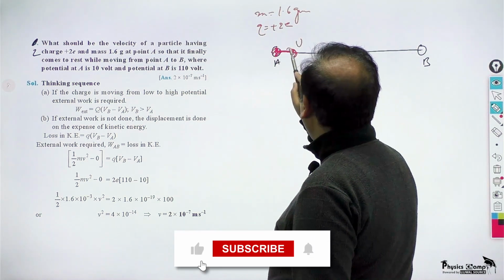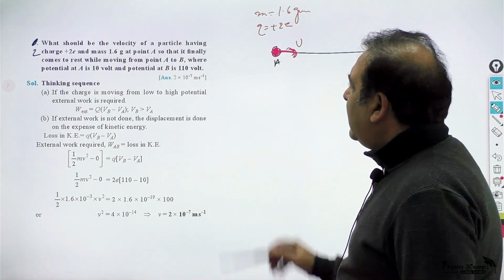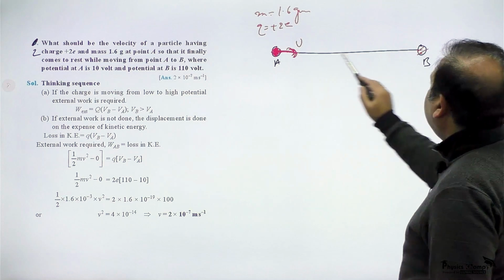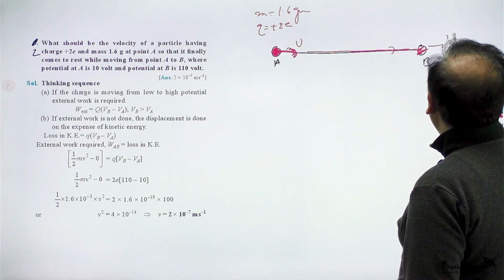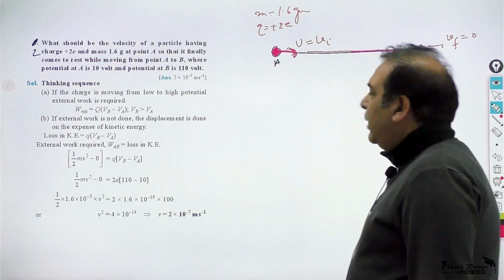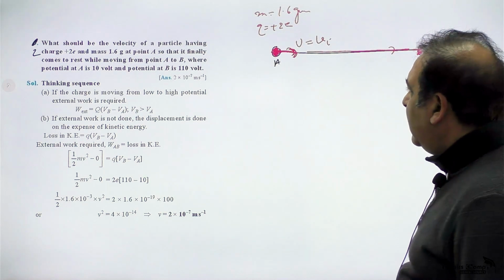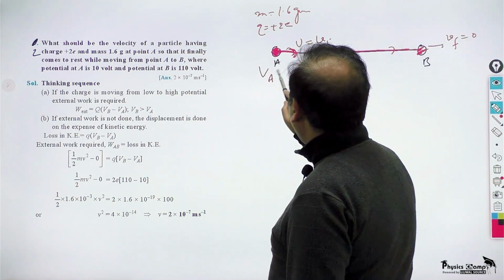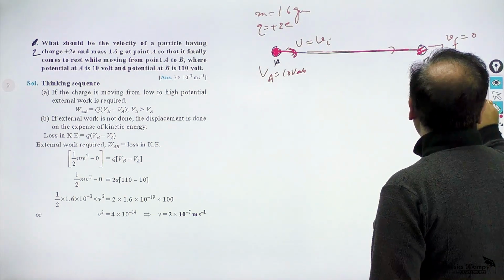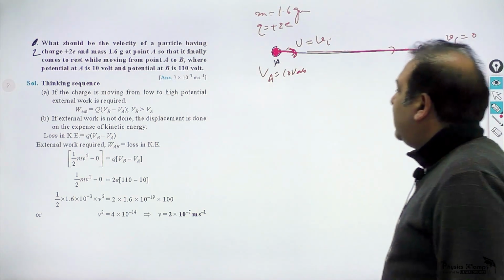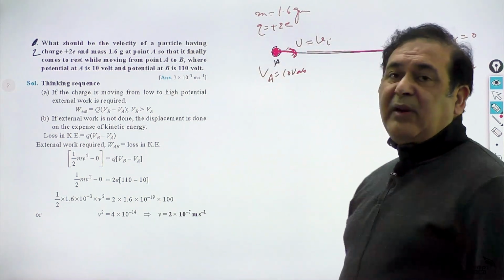The particle of mass m which is kept at A was having a velocity u, and it is finally coming to rest as it moves from A to B. So the initial velocity may be u and the final velocity is 0, while moving from A to B, where the potential at A is 10 volt and the potential at B is 110 volt. So the question is, find u. With what velocity was it sent so that it could reach a higher potential with a final velocity 0?